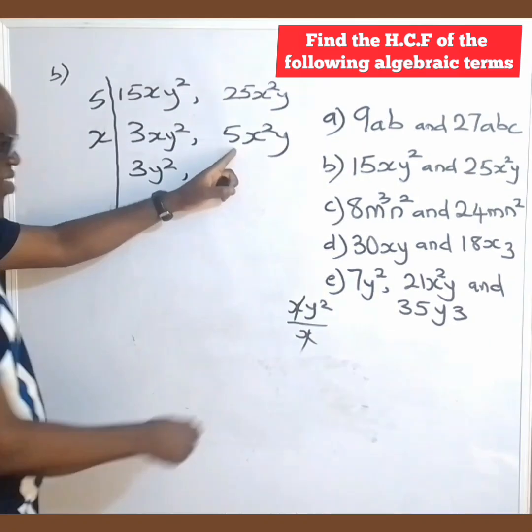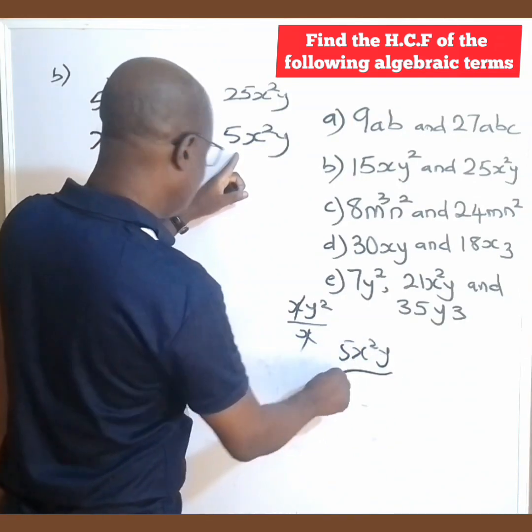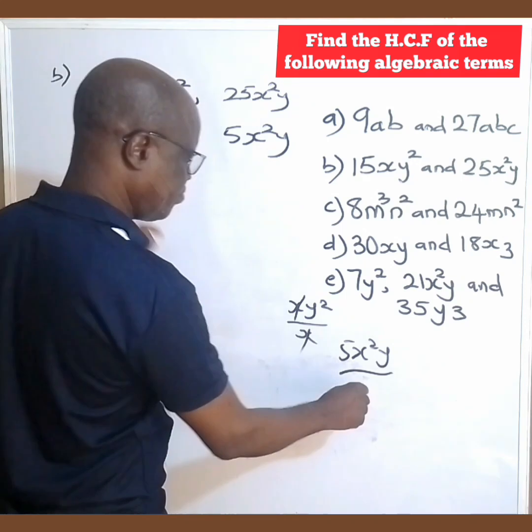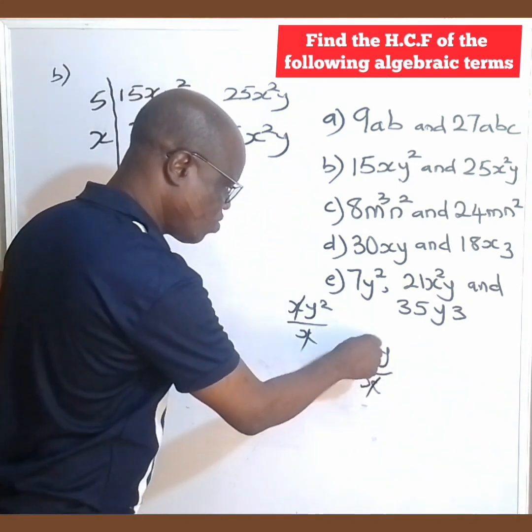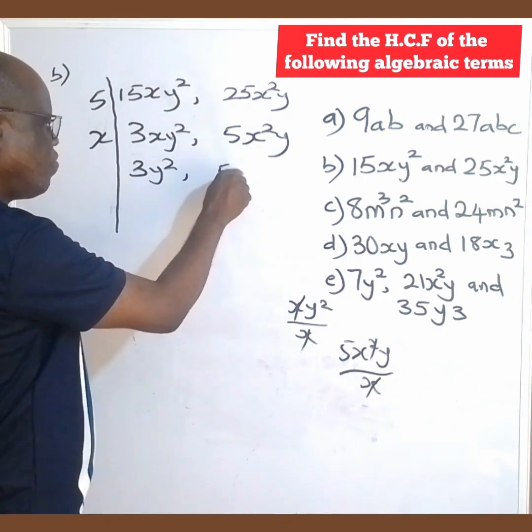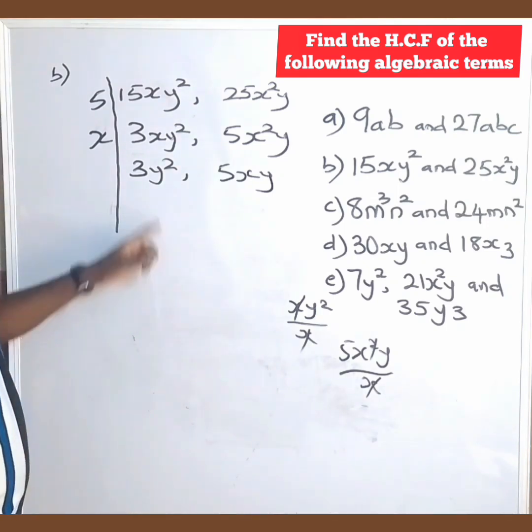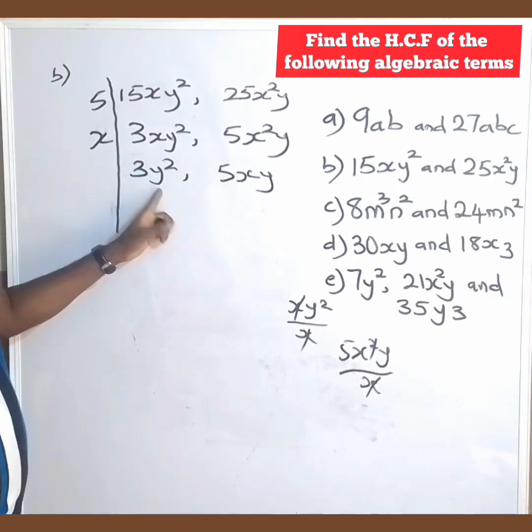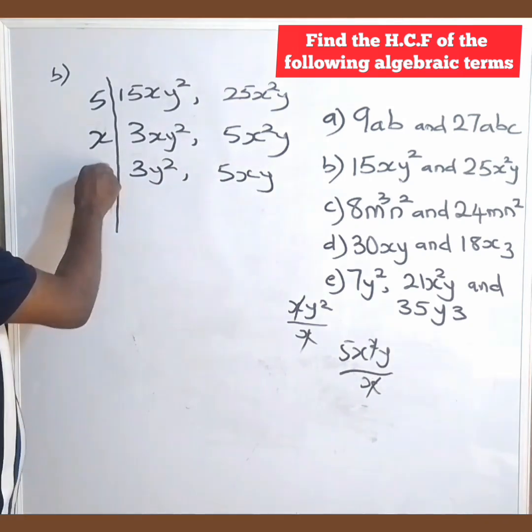So the same thing, you do the same thing here. This is 5X squared Y divided by X. So this is X times X. So this X cancels 1 X here, making 5XY. So you have 5XY. Now, X is no longer common, but Y is common. So you put your Y here.